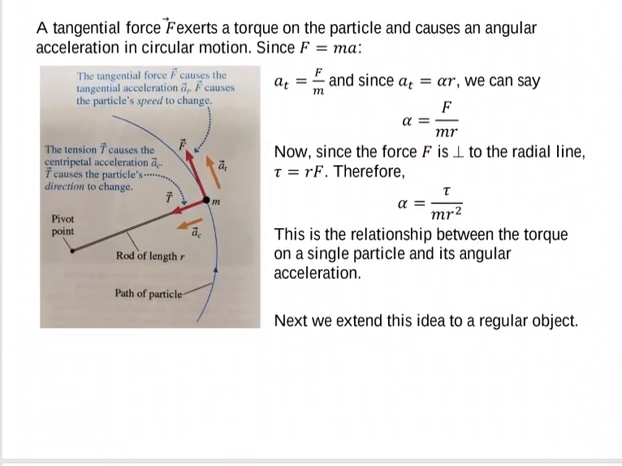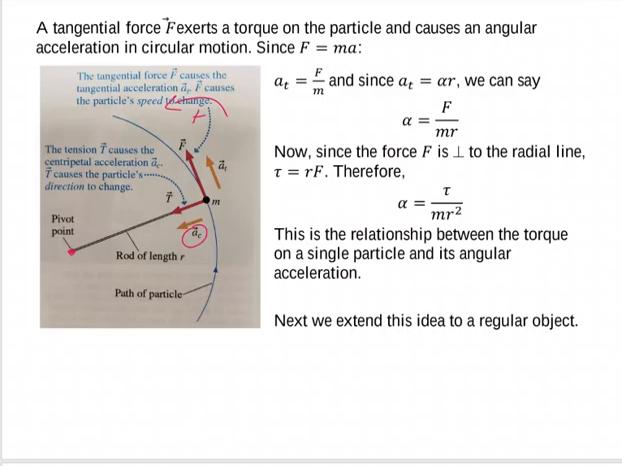Okay, so the tangential force F exerts a torque on the particle and causes an angular acceleration in circular motion. So we have this pivot point sitting right here, and a rod and this mass here, and the force is going around in a positive direction, so counterclockwise. So since F equals ma, we have an acceleration tangential. Notice it's an A, not an alpha, tangential. We also have an acceleration centripetal towards the center of the circle, always if we're going in circular motion.